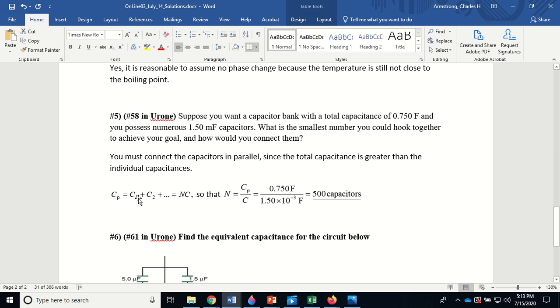So CP is C1 plus C2 plus however many you have. The number that we would need is the capacitance that we want divided by each individual capacitor. So we want 0.750 farads, but we only have a bunch of 1.50 times 10 to the minus 3 farads. How many of these do we need to get that much capacitance? We would need 500 capacitors. So you go back and multiply 500 times 1.50 times 10 to the minus 3 farads, you get 0.750 farads. So we'd have to hook up 500 of these in parallel, and we would have an equivalent 0.750 farad capacitor.